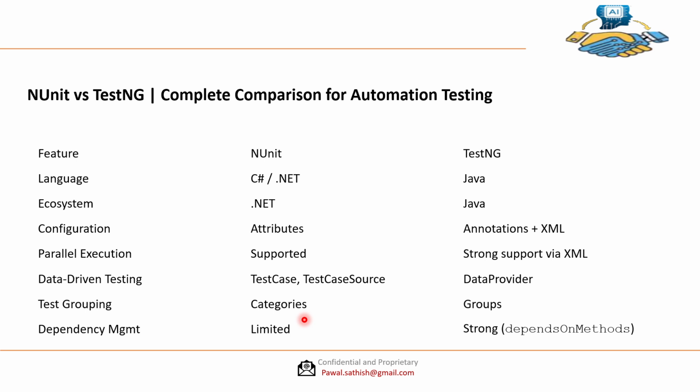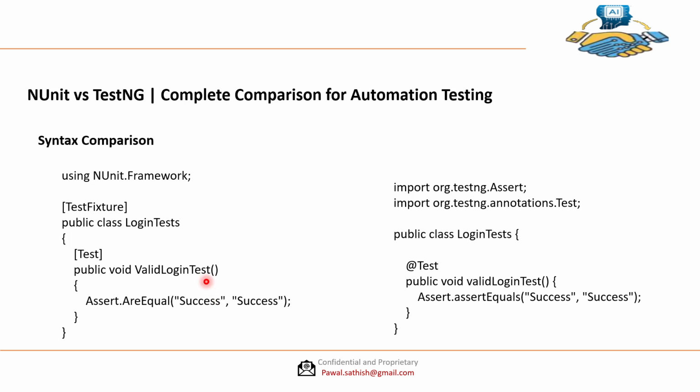Again, from the dependency management perspective, in TestNG we have strong support using the dependsOnMethods annotation, whereas in NUnit we have limited support. Then considering the next comparison, on the left-hand side we have used the TestNG annotation @Test, and here we have used the Test attribute.